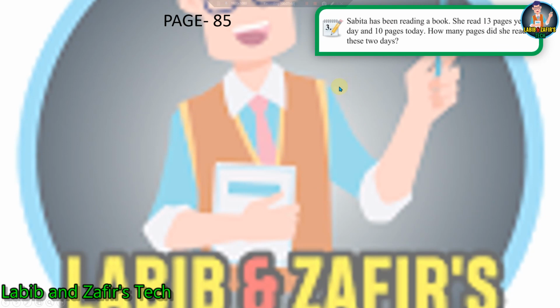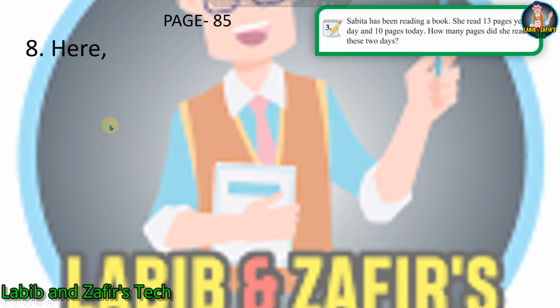So students, this is our today's last word problem from page 85, and we can see the question. Sabita has been reading a book. She read 13 pages yesterday and 10 pages today. How many pages did she read in these 2 days? So students, we have to find the number of pages she read in total in these 2 days. So we have to add this 13 and 10. Then we will get the answer. So let's see the solution.